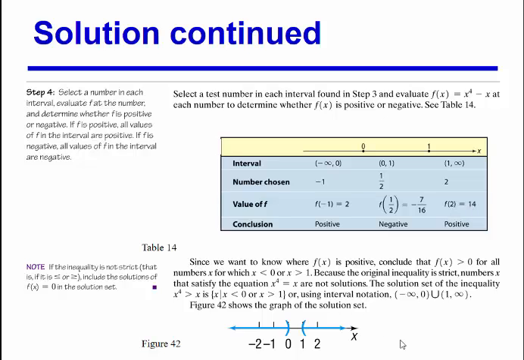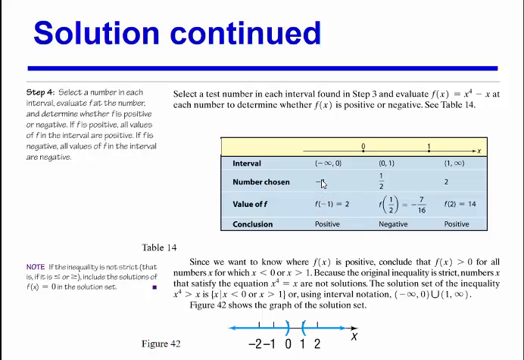So since we want to know where f of x is positive, in other words, conclude where the function f of x is greater than 0, it is for all numbers x for which x is less than 0 and x is greater than 1, because the original inequality is strict. Numbers x that satisfy the equation x to the fourth is equal to x are not solutions. The solutions of the inequality then in essence becomes negative infinity to 0, union 1 to positive infinity. So the nice thing about this is the following.